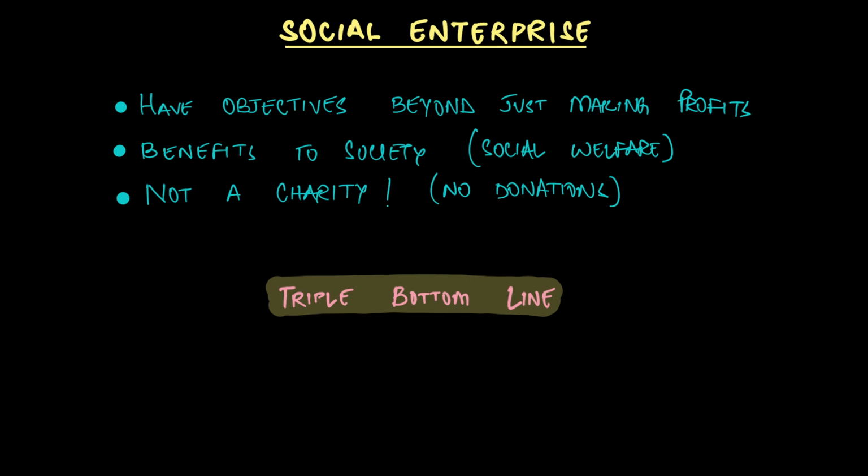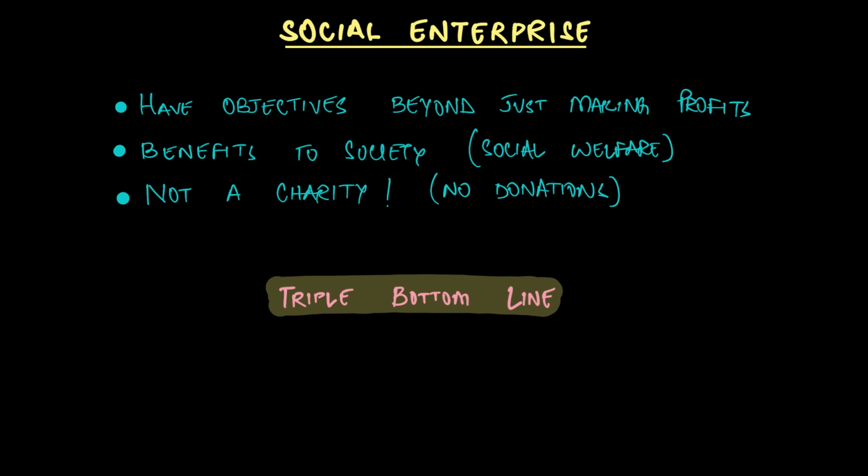Now, you must understand at this point that a social enterprise does not rely on any donations, meaning they are not a charity. They will have their own products, they will design them, they will sell them, they will earn money from it, and from the money that they earn, they will use those profits for the greater good of the society. Now, these objectives that we talk about, benefiting the society, those objectives collectively are called the triple bottom line.